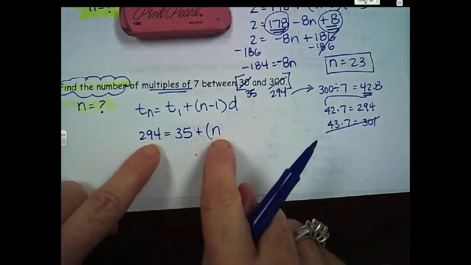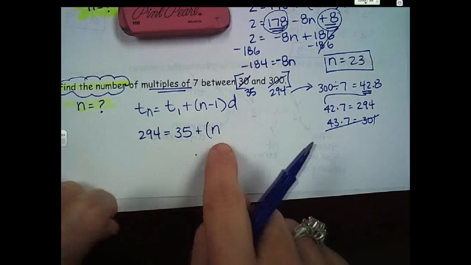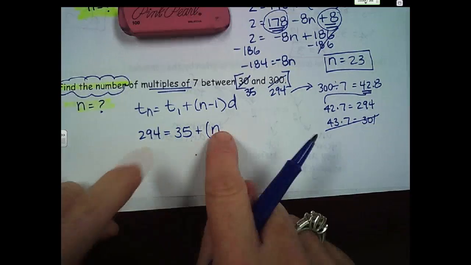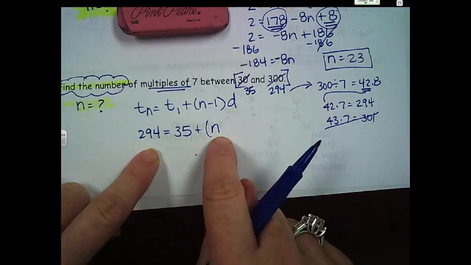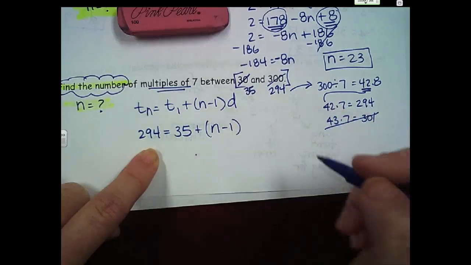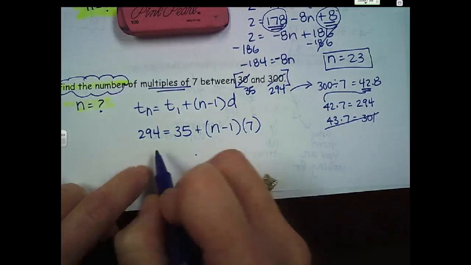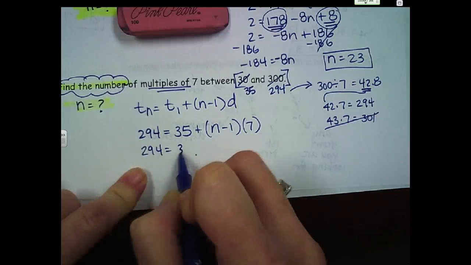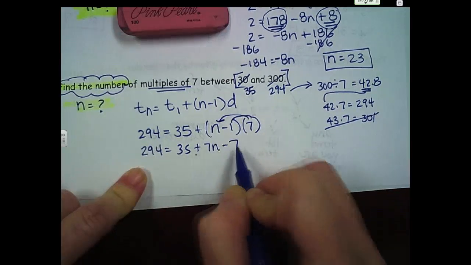These go together, right? Because if I plug in 5, I get the 5th term. If I plug in 7, I get the 7th term. I'm saying 294 is what term number? Do you see how they go together? Minus 1, what's your common difference, guys? 7. Put parentheses around it so you remember to multiply. So 294 equals 35 plus 7 times n minus 1, which is 7n minus 7.